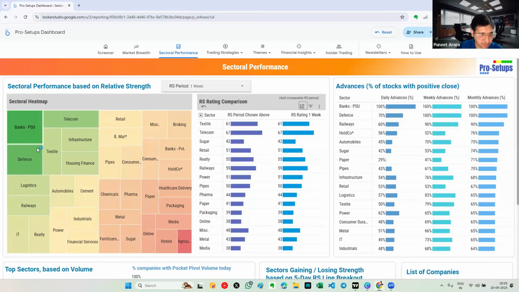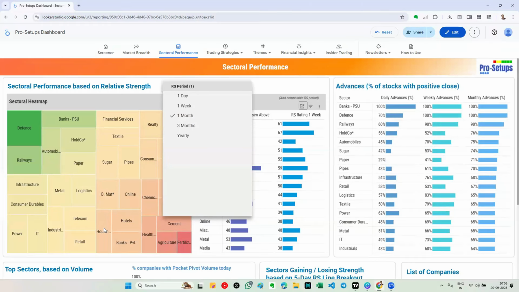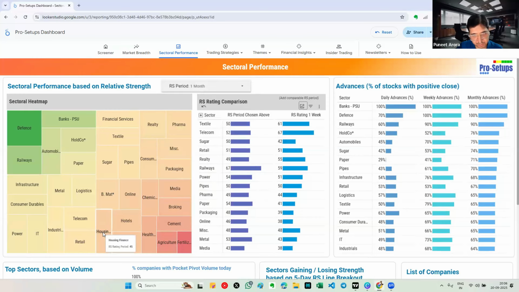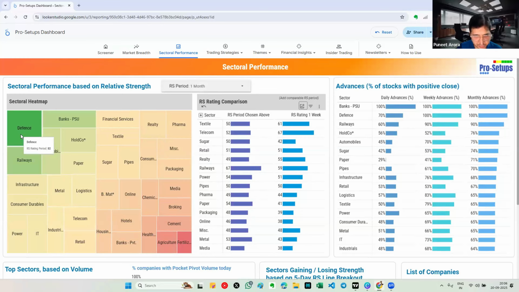Defense, textile, bank PSUs are already here. Housing finance is in the greener part here, but housing finance was not green in the monthly heat map. So it means that there is movement in housing finance, and there is still scope, because if the sector keeps performing better than the other sectors, it will shift over here. That's the way you can look for sectors and play sectoral rotation.